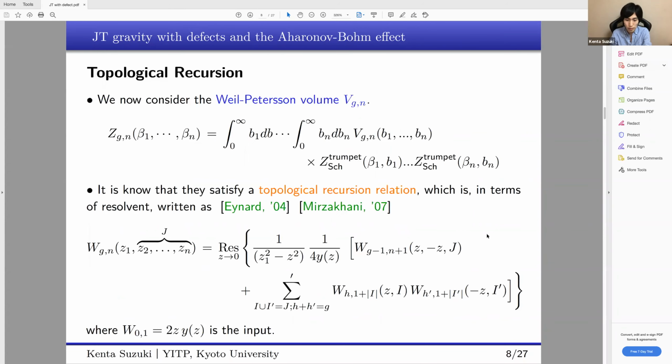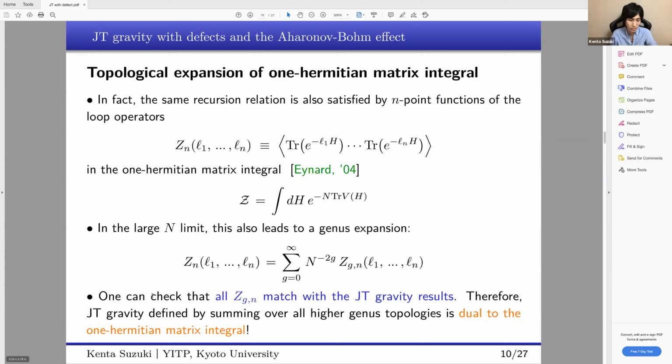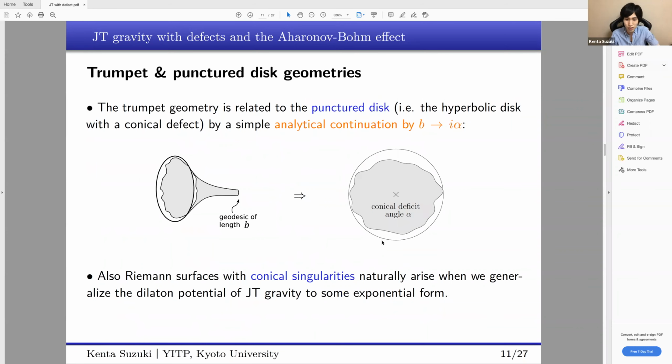So by this matching, people claim that JT gravity, defined by summing over all higher genus topologies, is actually dual to one Hermitian matrix integral defined by this path integral. So this is a kind of motivation for our work. So now let's move on to our paper.